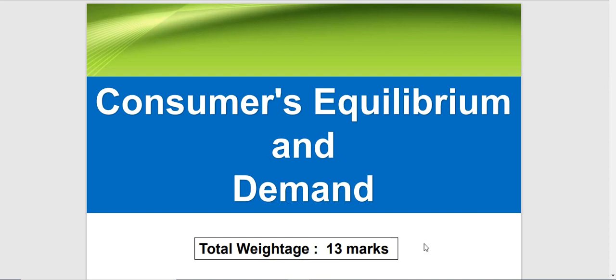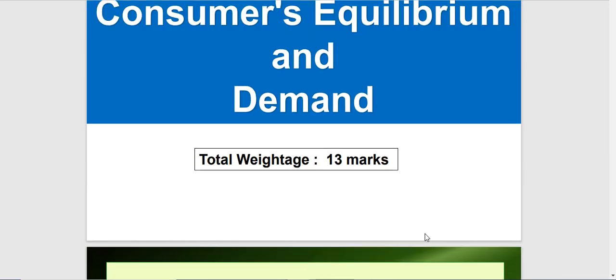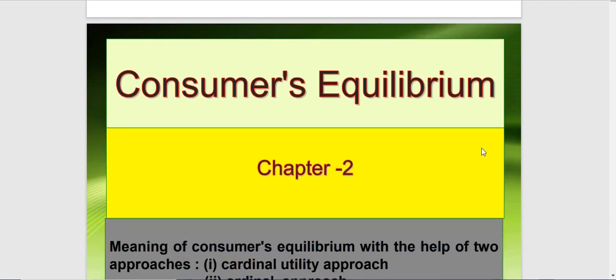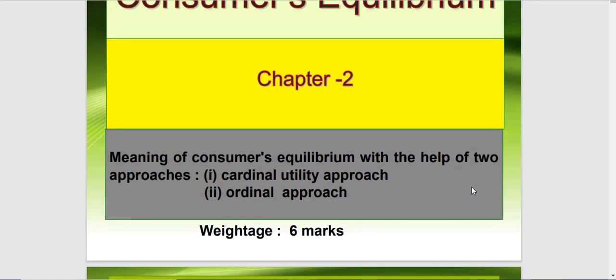Since I am dividing this unit into two parts, the concept of consumers equilibrium is for 6 marks and the concept of demand will be for 7 marks. So we shall be starting off with the first part of this unit, that is consumers equilibrium. This is chapter 2, consumers equilibrium. Let us now understand what does consumers equilibrium mean.